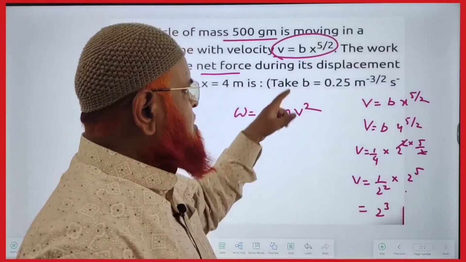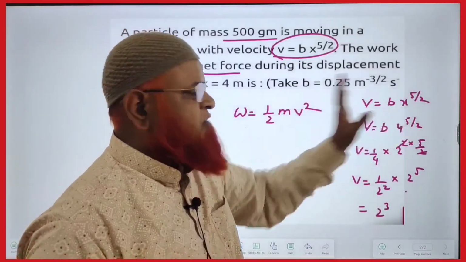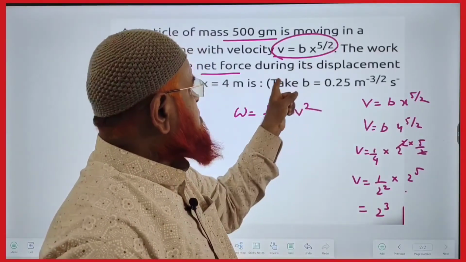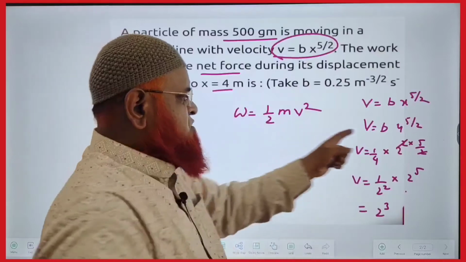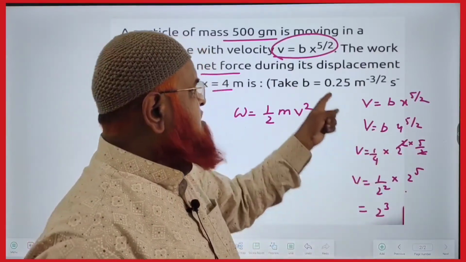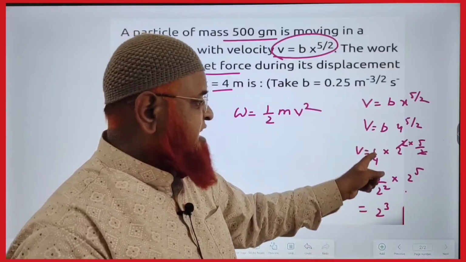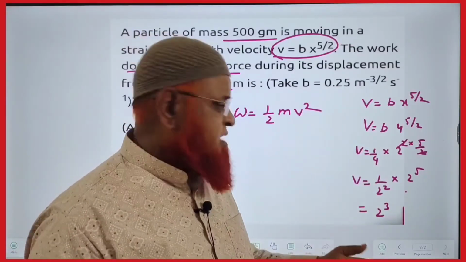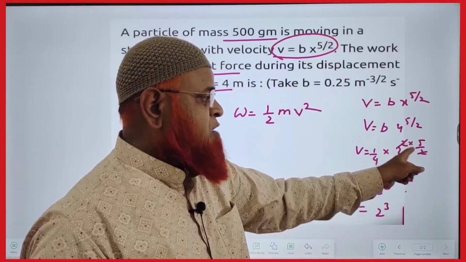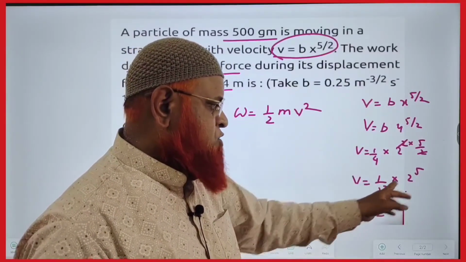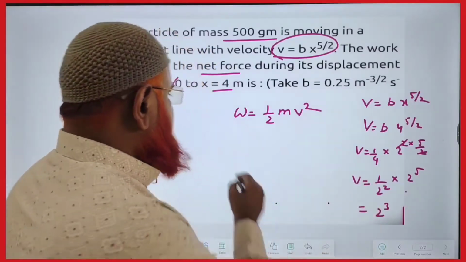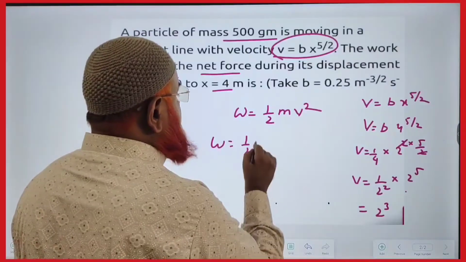X is 4 here. Now, first of all I have found the value of V: V is B x power of 5 by 2. X is given as 4 here, so I have taken 4 power of 5 by 2. 4 is nothing but 2 square, and B value is 0.25. I have taken it as 1 by 4 so that the calculation gets easier. So this is 1 by 2 square, then 4 means 2 square, and 2 power 5 gets simplified, being 2 cube here. That's it.